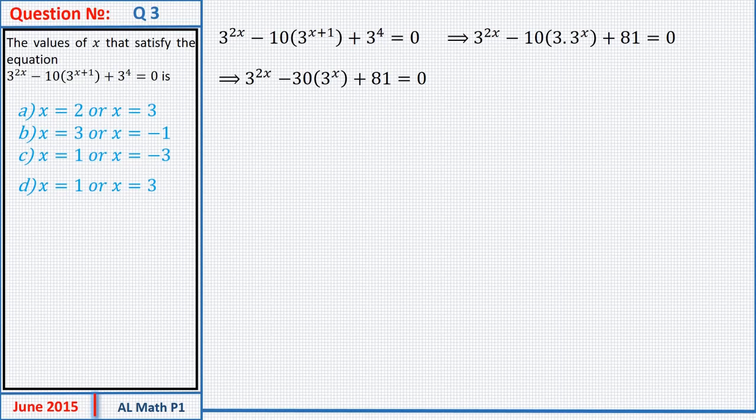So now here we see 3 raised to the power x is common. We say let m be equal to 3 raised to the power x. Replacing it, we have m squared minus 30m plus 81 equals 0.